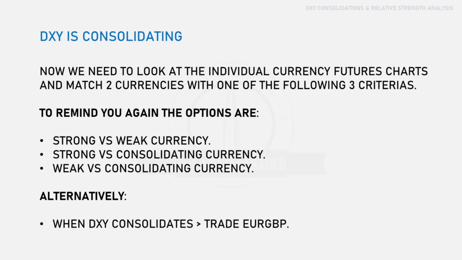Now we need to look at the individual currency futures charts and match those two currencies with one of the following three criteria. Now again, to remind you, the options are strong versus a weak currency, strong versus a consolidating currency, and then a weak versus a consolidating currency. And alternatively, when DXY consolidates, we can also trade Euro GBP, right? Because it's a cross which moves when DXY is consolidating.